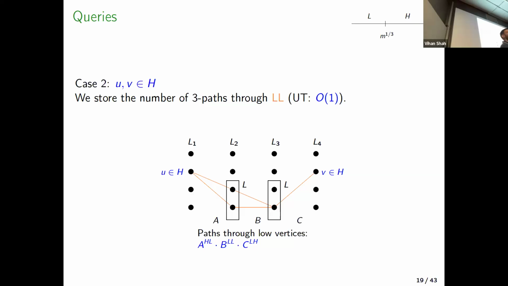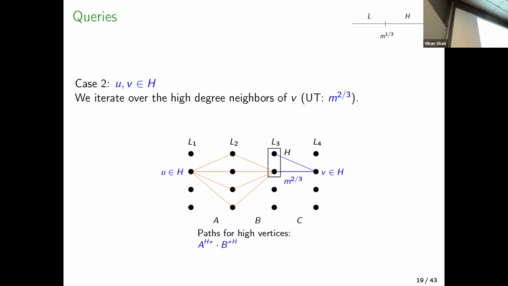Okay. All right. So this is easy because we've stored this data structure. What we can do for the high degree paths is iterate over all my high degree neighbors, right? And then use the number of stored two paths. So we stored the number of two paths between all of these guys and all of these guys. Okay? So I can just iterate over all my high degree neighbors and then just use these stored paths. And yeah, the data structure is this one.